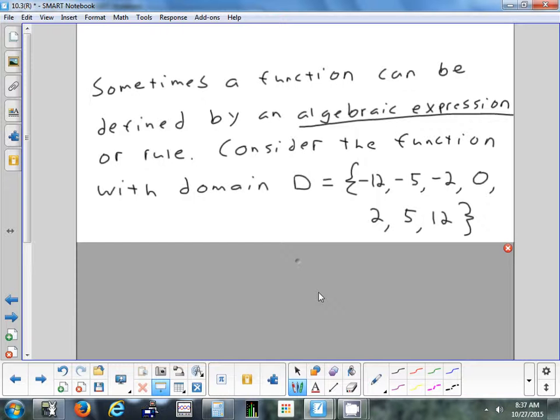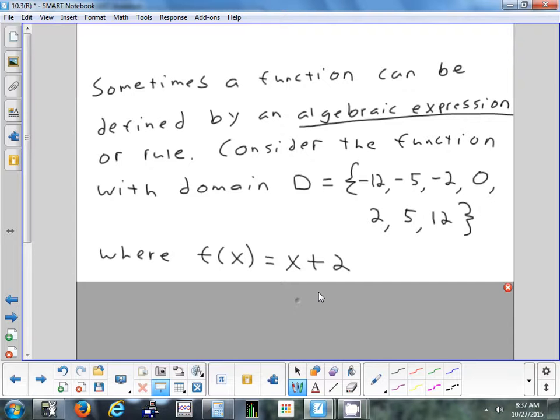All right. So I want you to look at the following function. These are going to be the values in the domain. Okay, so we got 7 of them. 7 different values in the domain. Hey guys, domain is what coordinate again? X, good.